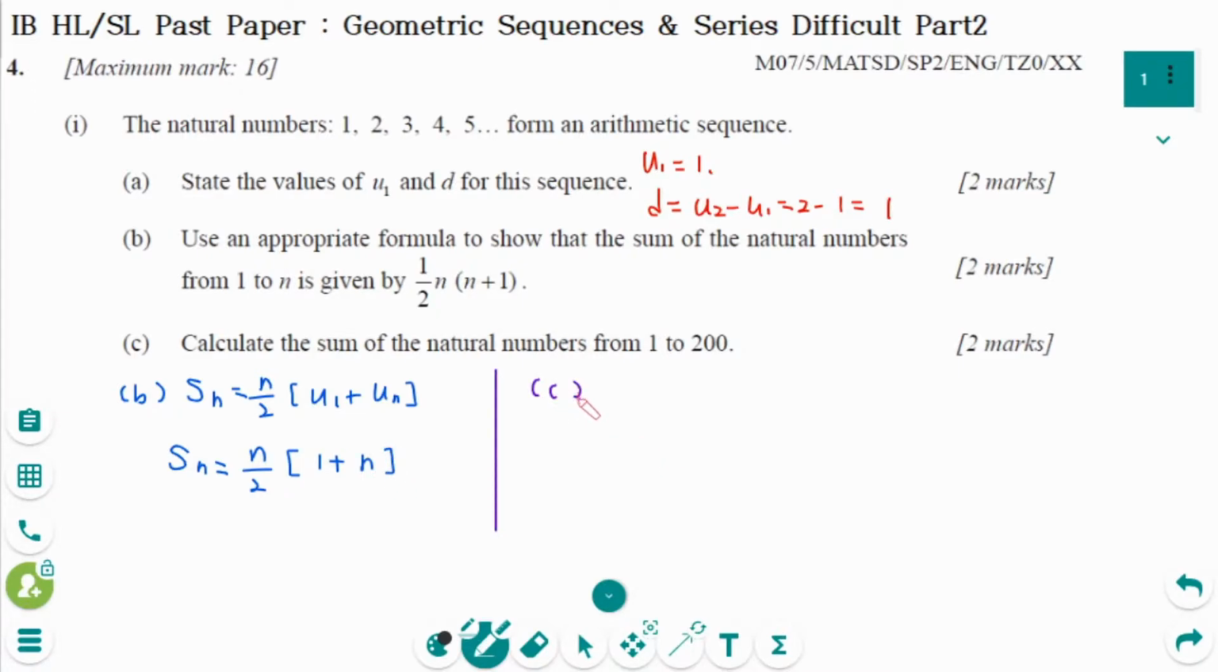Number C, use the formula as 200 equals 200 over 2 times 1 plus 200 equals 100 times 201. The final answer is 20,100.